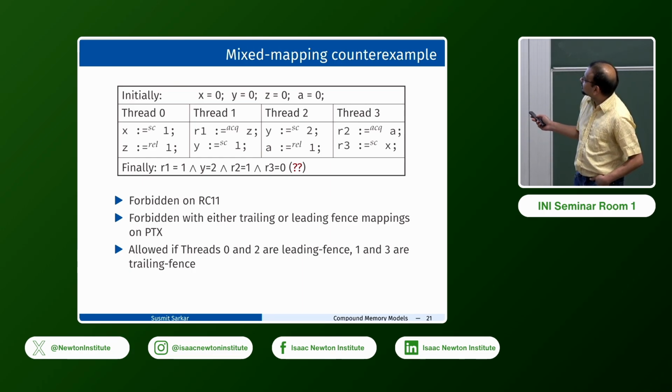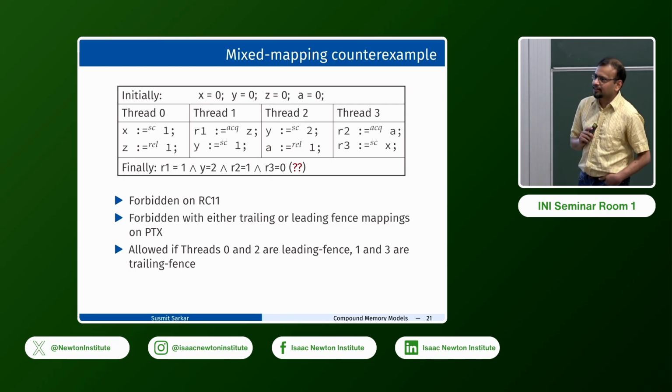Everything is initialized to 0, by the way, just to make things clear. And then thread 1 is acquire reading from Z. And we are asking for the case in which that read reads 1, which means it reads from that release, and therefore there's a release acquire, in the C sense, synchronization between those two. Okay.